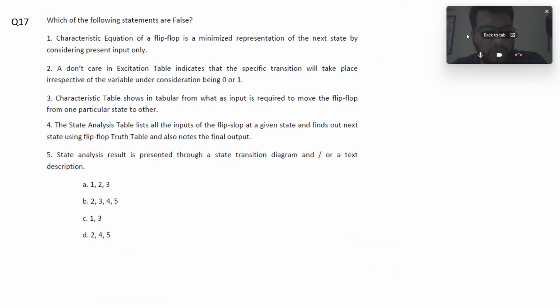Now moving forward to question number 17. The question asks us which of the following statements are false. So again read this: which of the following statements are false? So we need to identify those statements which are false. The number one statement is: characteristic equation of a flip-flop is a minimized representation of the next state by considering present states only.